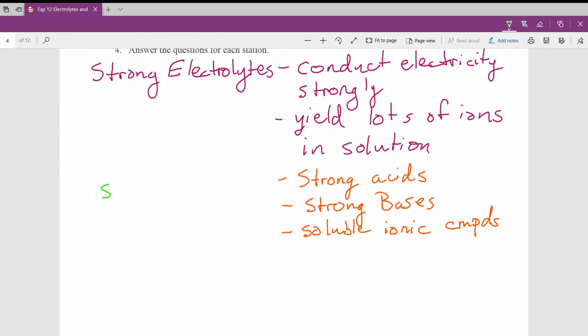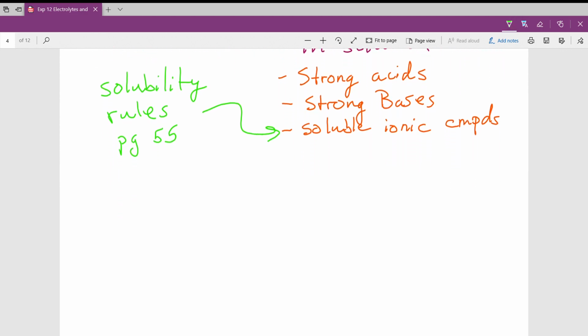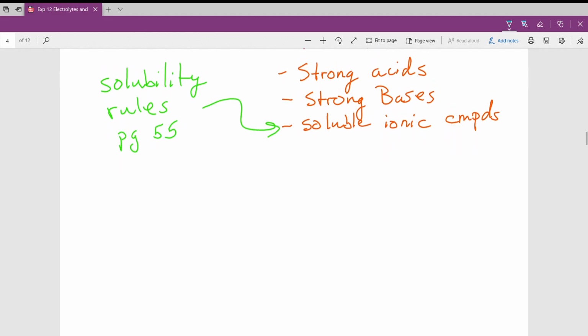Okay, let me just make a note here. You want to look at the solubility rules. It doesn't matter which ones you use. They're on page 55 in the lab manual. But you have to know if an ionic compound is soluble. So you can use whatever solubility rules you want, whichever ones you use in class are fine. Okay, strong acids, strong bases, and soluble ionic compounds are strong electrolytes.